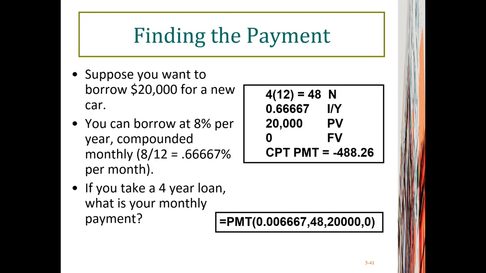Right? And on your calculator, you set 48 as N, 0.6667 as I/Y, which is the monthly interest rate, and the PV is the money that you will receive from the bank for your new car, which is $20,000, and FV 0, which means you pay off your vehicle loan, and then you compute your monthly payment, or PMT, and your calculator will show negative 488.26. That means your monthly payment should be something around $500 for this new car. And you can do the same calculation by using an Excel spreadsheet.